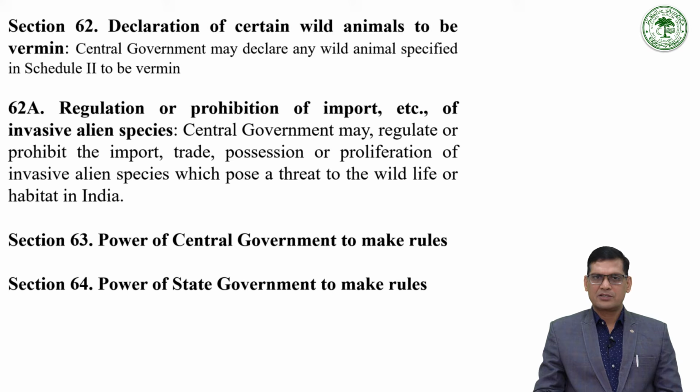Through Section 63, the central government makes rules on various issues of wildlife conservation and management in India. Section 64 empowers the state government to make rules on various issues of wildlife conservation and management in their state.